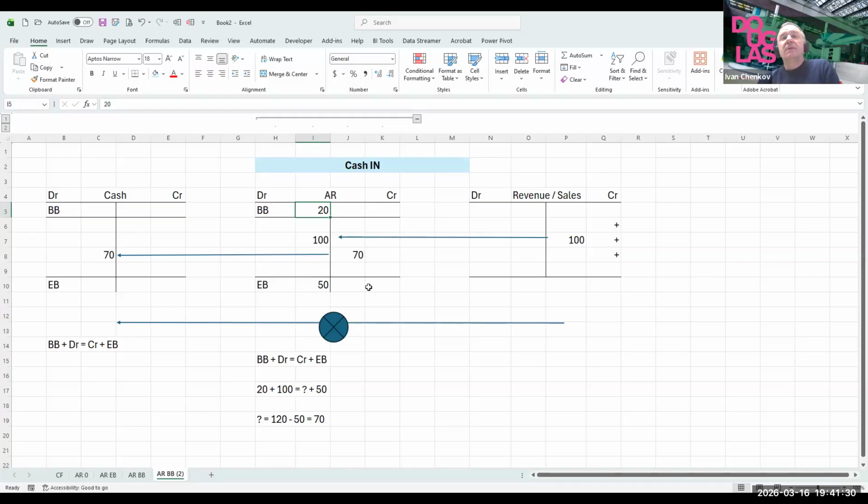So what does that mean to us? That means if the ending balance is more than the beginning balance, we're not collecting the sales for the period. In fact, we're collecting less and we're building our accounts receivables. Make sense?